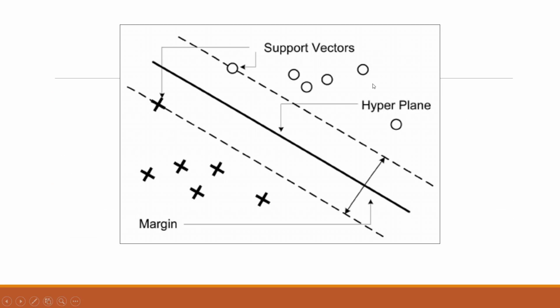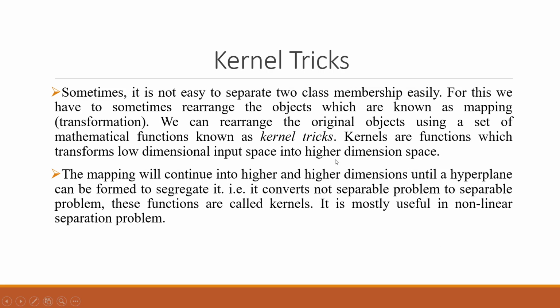Now you can see here there are two groups, one shown in circle and another shown in cross. Those points which are nearer to each other in the two groups form the support vector. The objective of the support vector is to increase the distance between them, which is known as margin, and the plane which differentiates between these two groups is known as hyperplane.